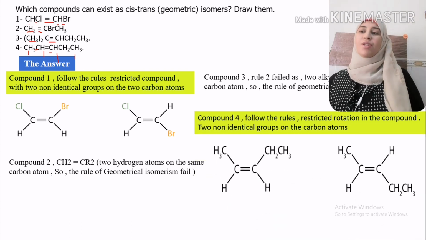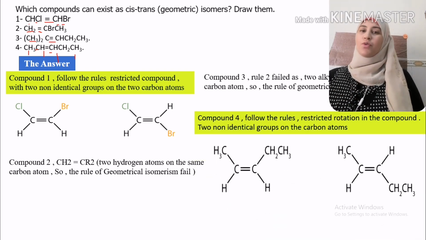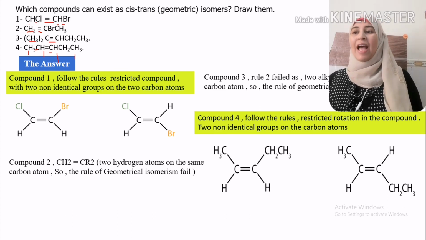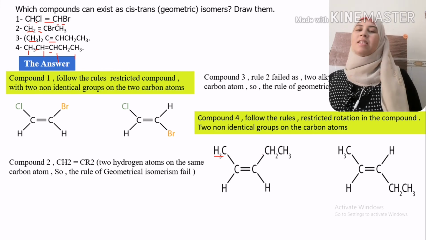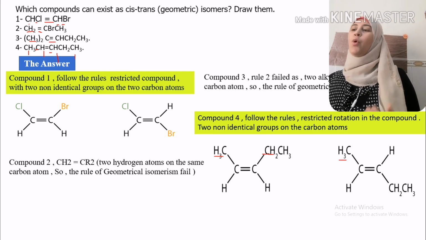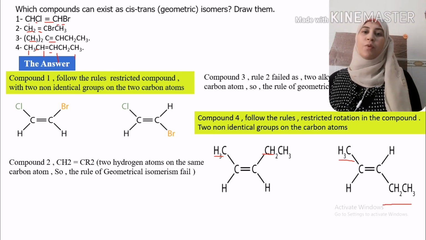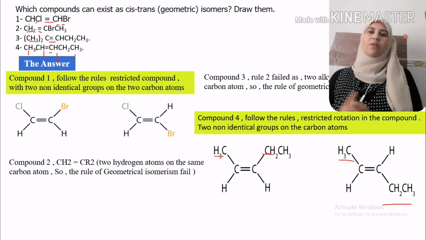Let's have the answer. We have in the first one, methyl group in front of ethyl group, so we have the cis isomer. In the second one, we have methyl group in the opposite direction to ethyl group, so we have the trans isomer.